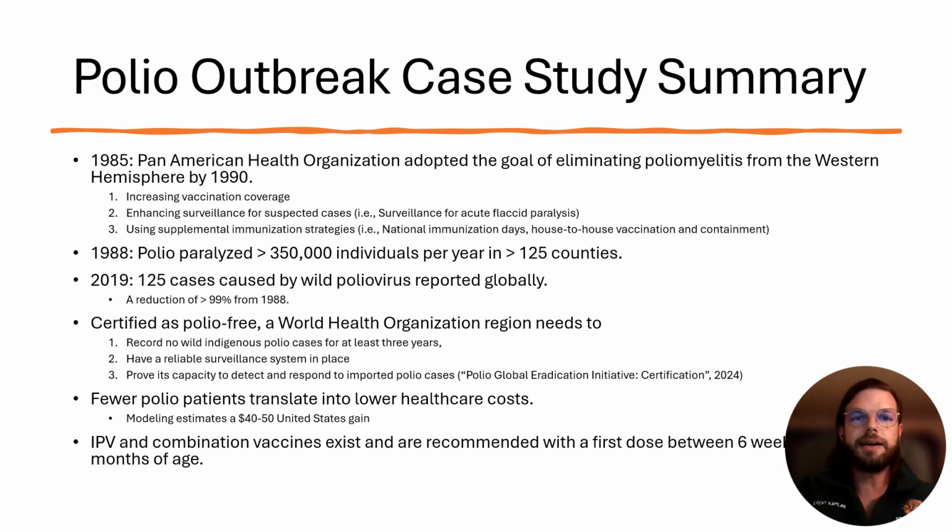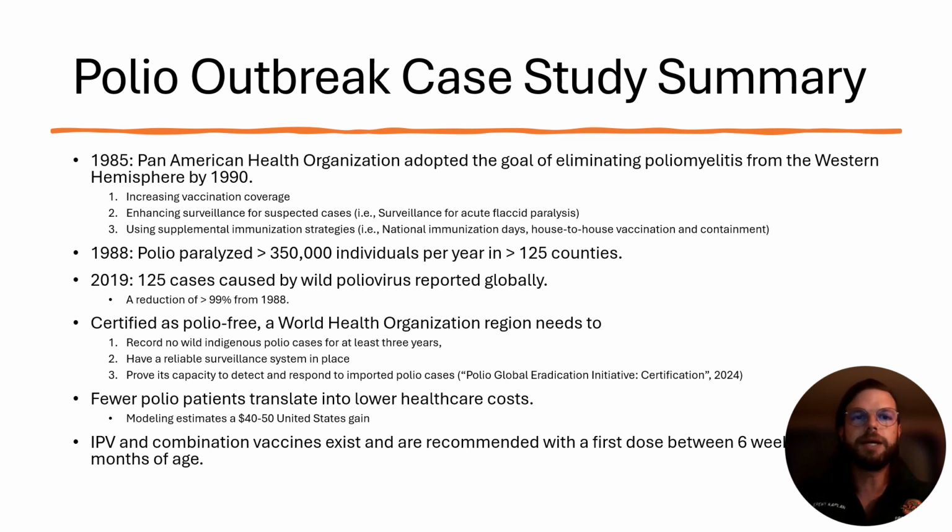In 1988, polio paralyzed more than 350,000 individuals per year in over 125 countries, but by 2019, only 125 cases caused by wild poliovirus were reported globally. That was a reduction of over 99% from 1988. To be certified as polio-free, the World Health Organization region needs to record no wild indigenous polio cases for at least 3 years, have a reliable surveillance system in place, and prove its capacity to detect and respond to imported global polio cases.